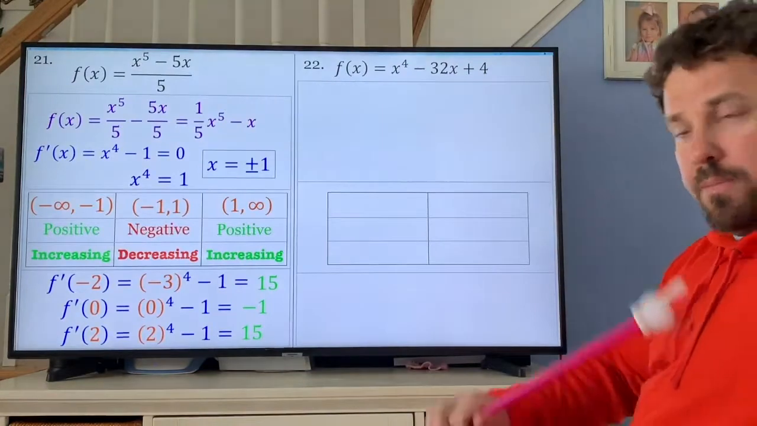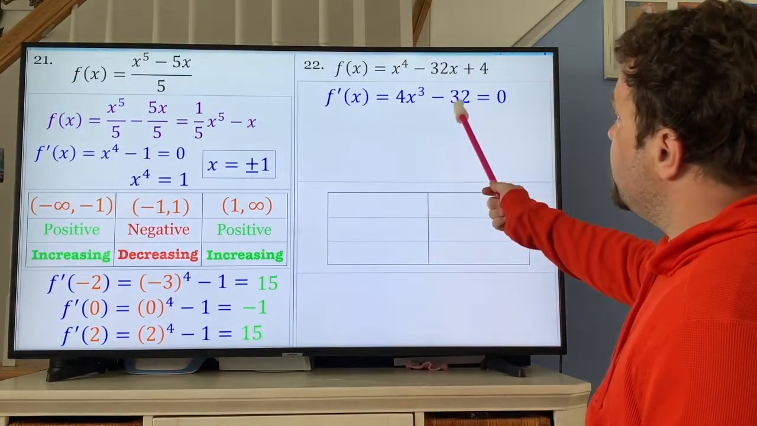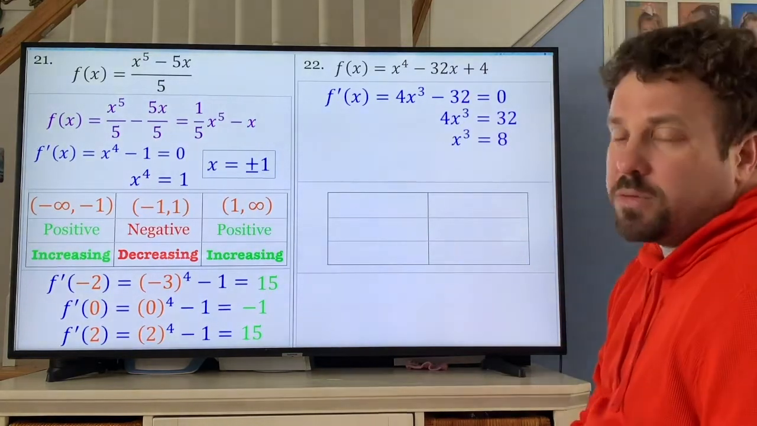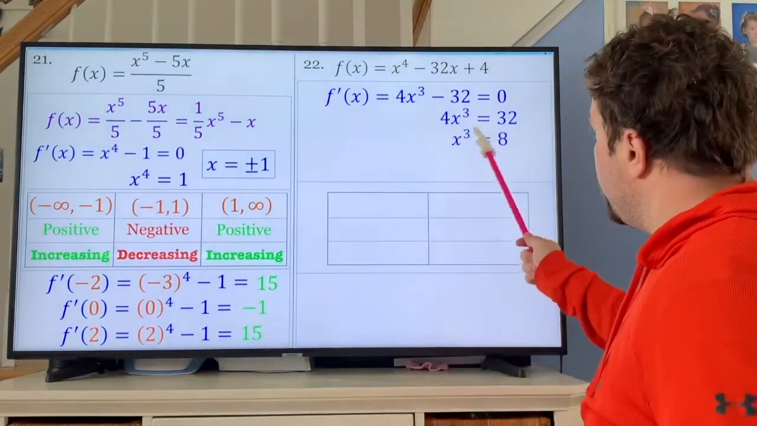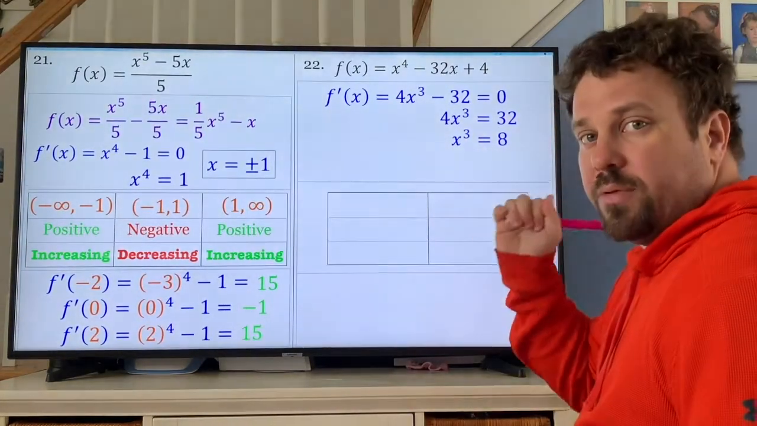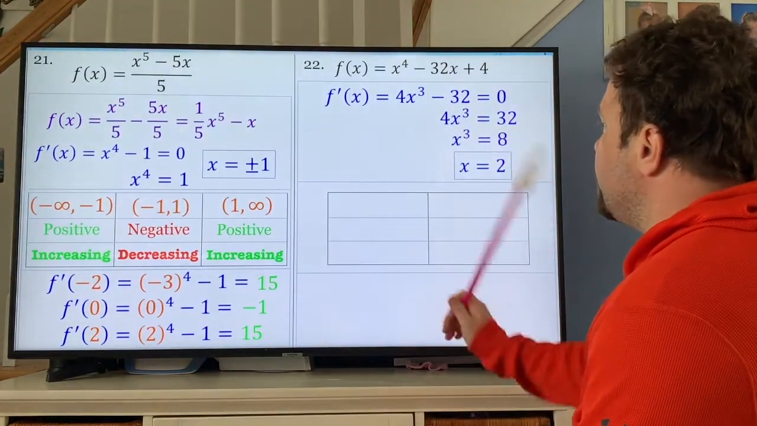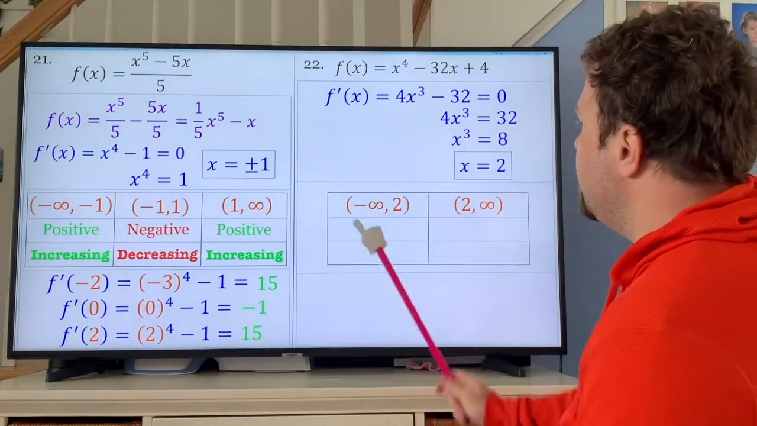All right, 22 should already be done. Derive it. 4x cubed minus 32 equals 0. Add 32 to both sides. Divide by 4. x cubed equals 8. Now, because it's an odd exponent, you're only going to have one answer. What number times itself 3 times is 8? That would be 2. All right, so you only have one critical number, from negative infinity to 2, and from 2 to infinity.